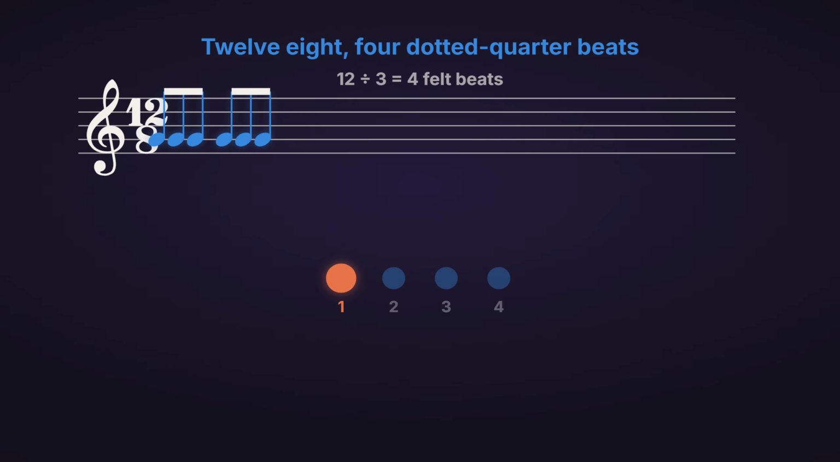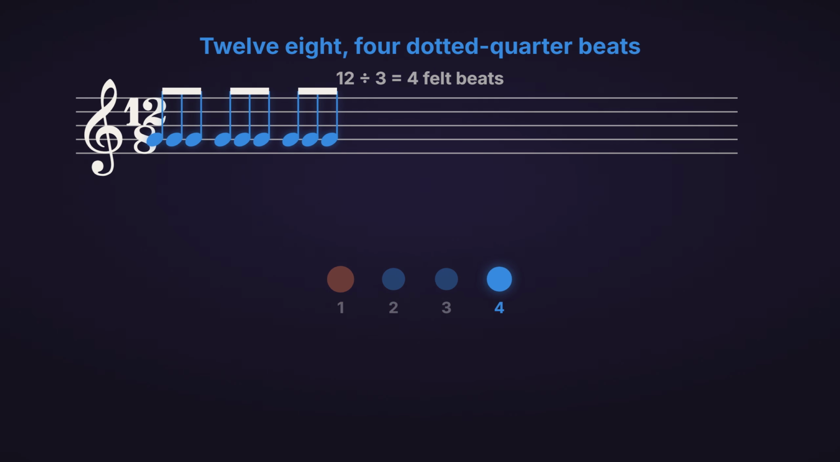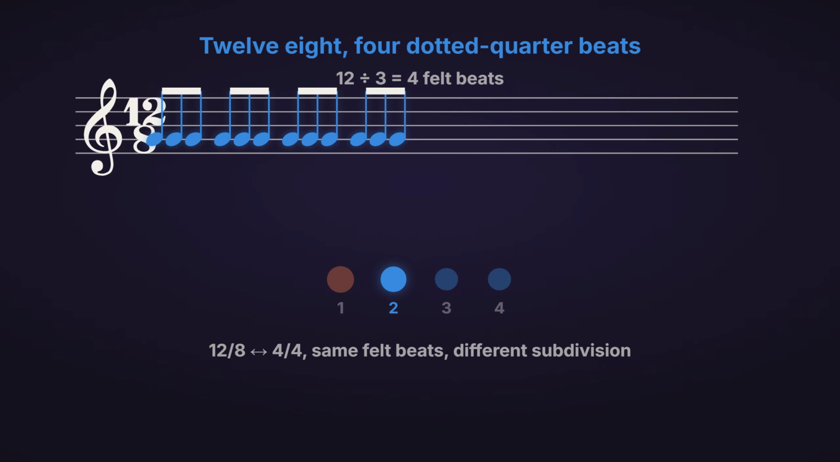12/8 gives you 4 dotted quarter beats per bar. 12 divided by 3 is 4. Count it as ONE and a TWO and a 3 and a 4 and a, for 4 strong pulses, 12 eighth notes, all grouped in 3s. 12/8 pairs with 4/4 the way 6/8 pairs with 3/4. Both hold 4 felt beats.